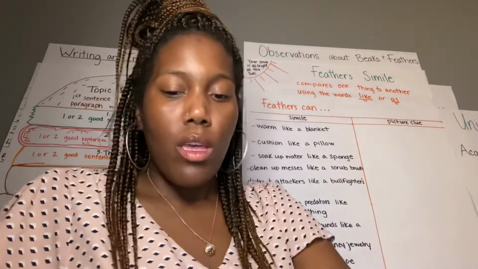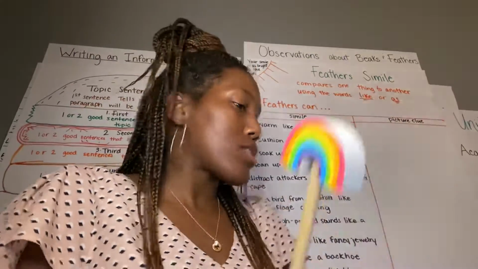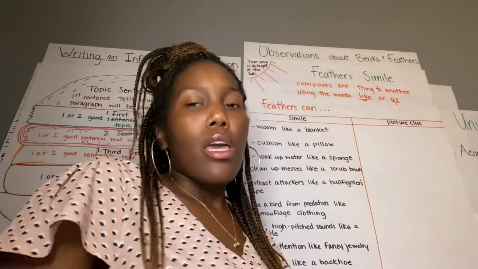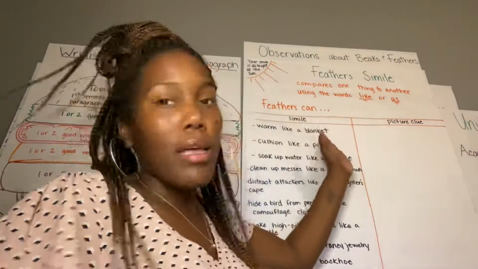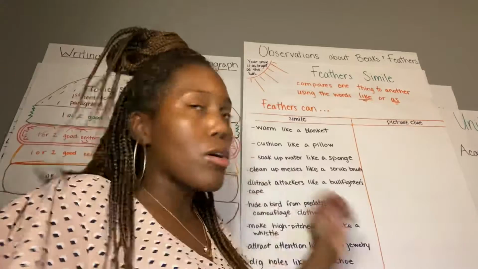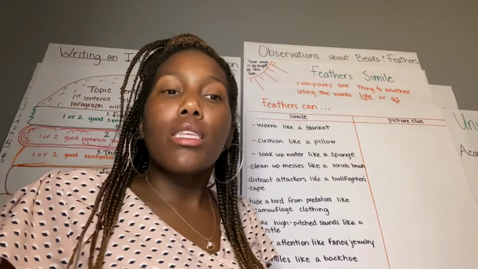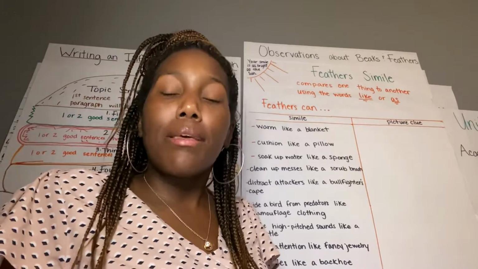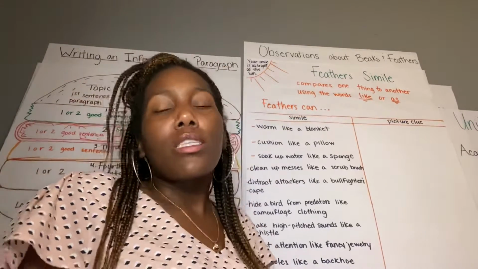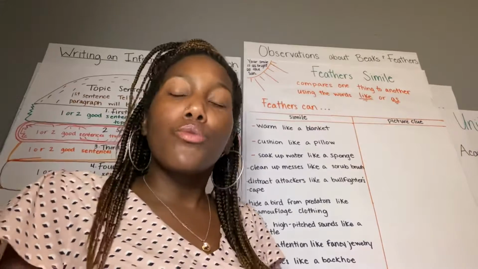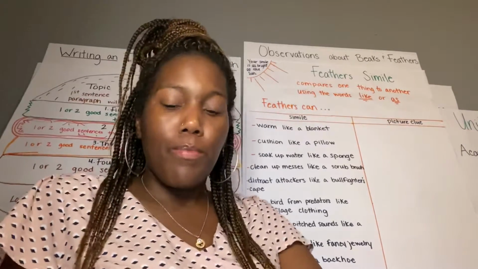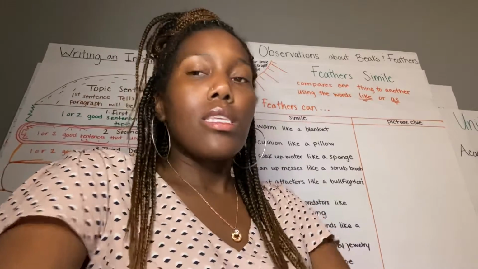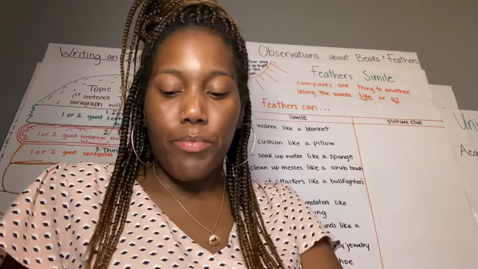Now, yesterday we talked about how feathers can be warm like a blanket or cushioned like a pillow. And we know that feathers are not a blanket and they're not a pillow, but they do things that are similar to it, which is why the author used the simile of blankets and pillows to make us understand how birds use their feathers sometimes. Today, we're going to look at two different birds to see how they use their feathers.